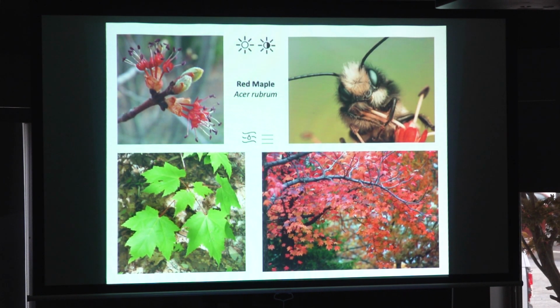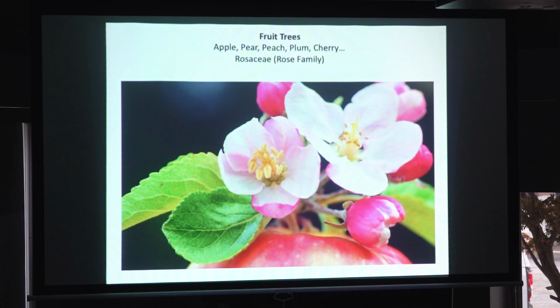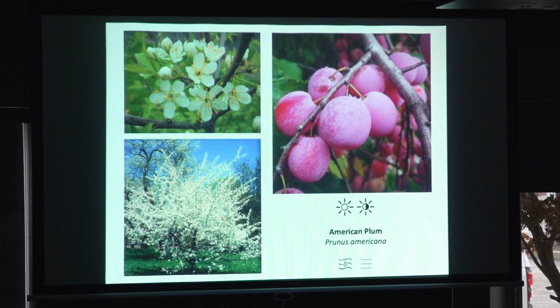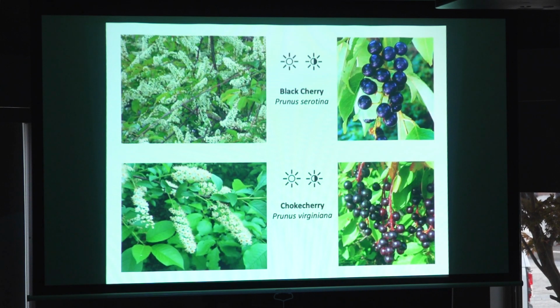Red maples are used by pollinators. So are oaks and hickories, even though they're wind pollinated. Anything in the rose family, though, all these fruit trees that have rose-like flowers. And the crabapple is also in the rose family. So is the American plum. So is the hawthorn. Notice how the flowers are similar. They're five-petaled. They have a lot of stamens. More trees in the rose family.